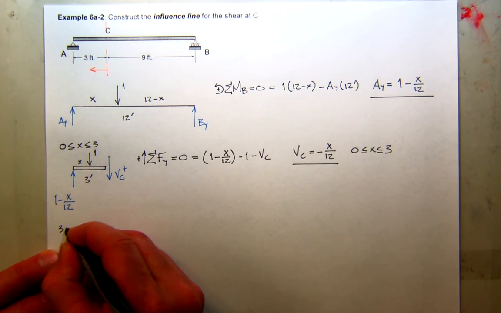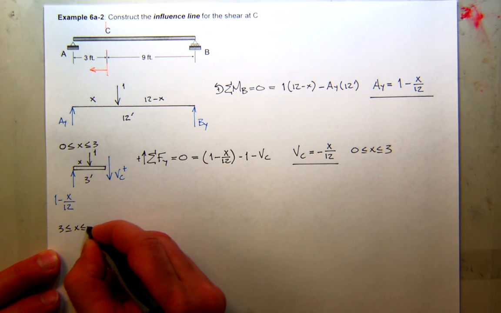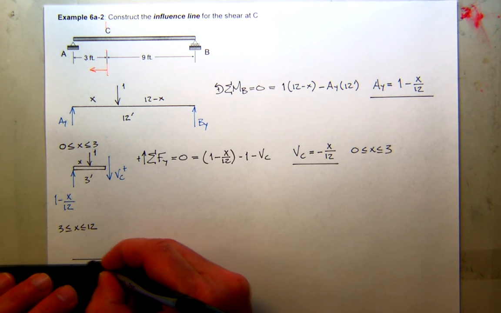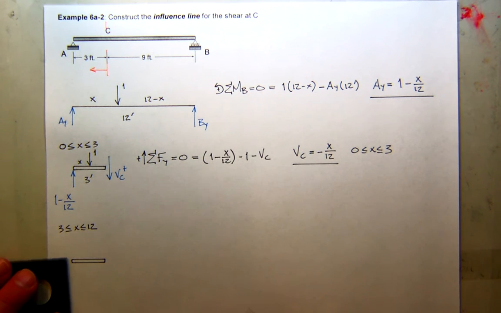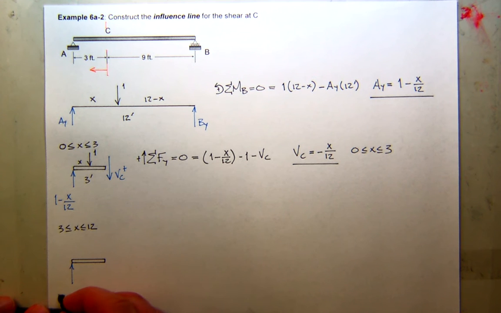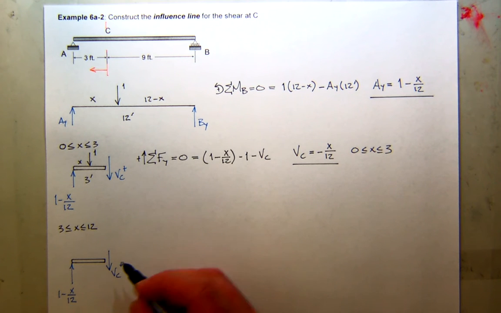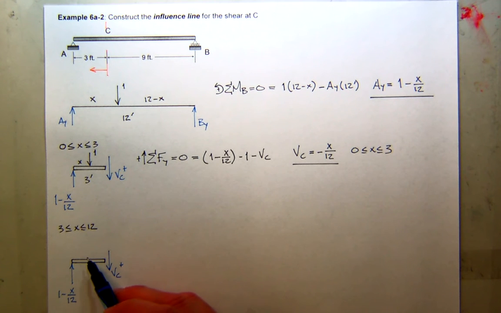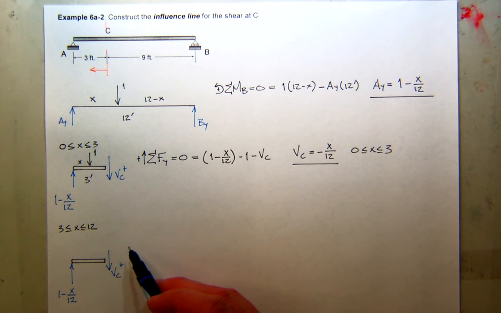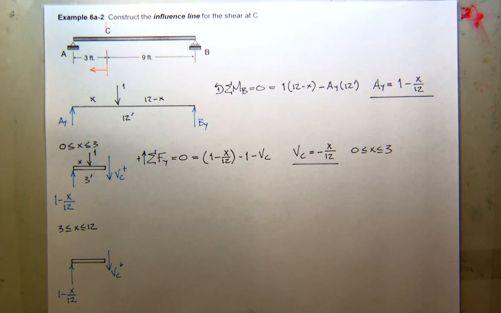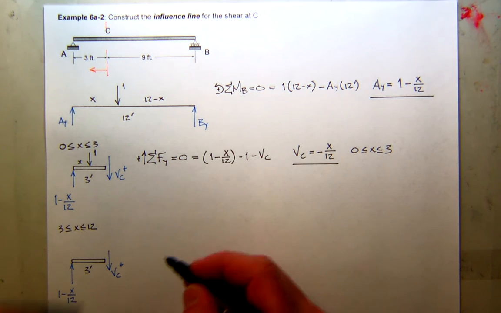So when my unit load is between 3 and 12, I can use the same free body. I still have the reaction. That hasn't changed. (1 minus x) over 12. I still have the same shear at C. But what's changed? The unit load is not between 0 and 3. It's over here, between 3 and 12. So it's not on this free body.